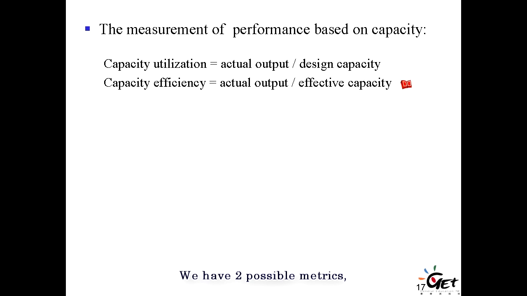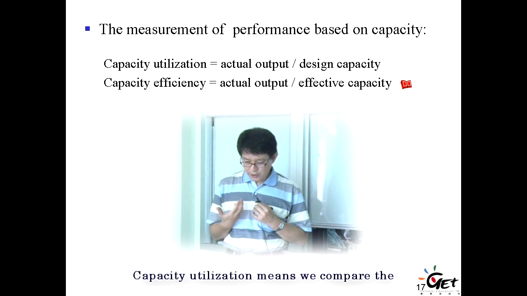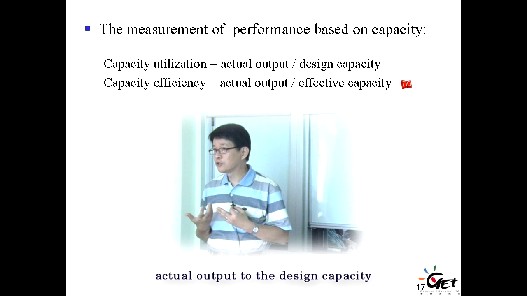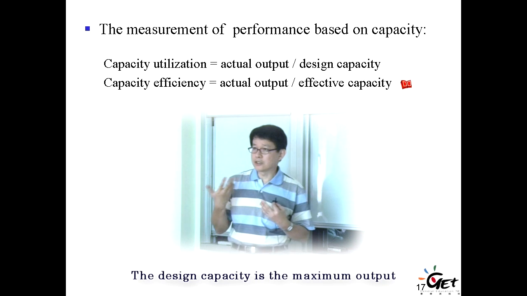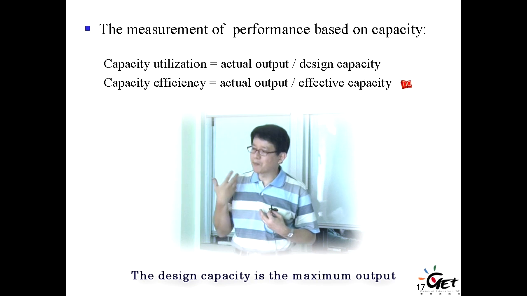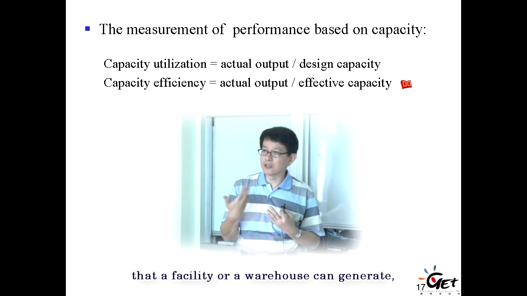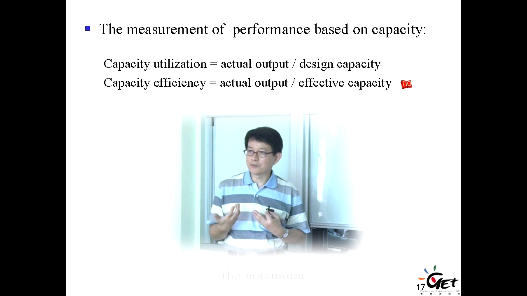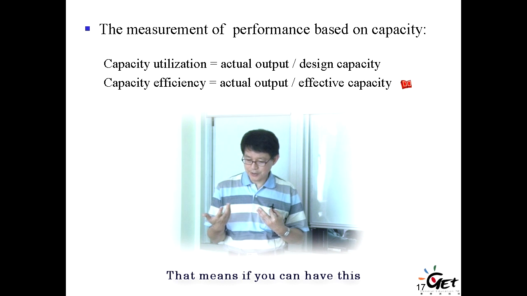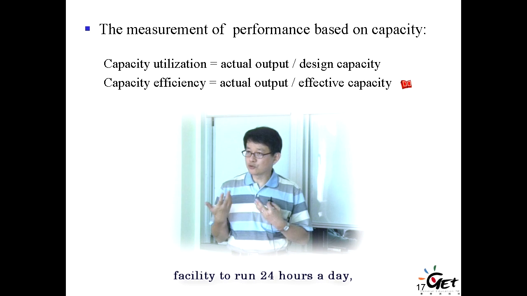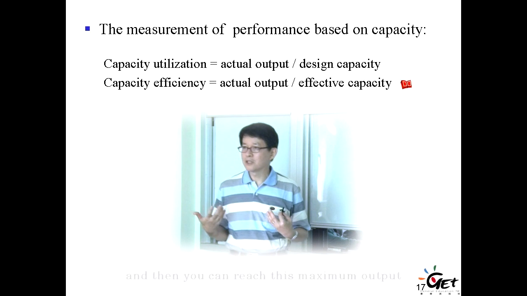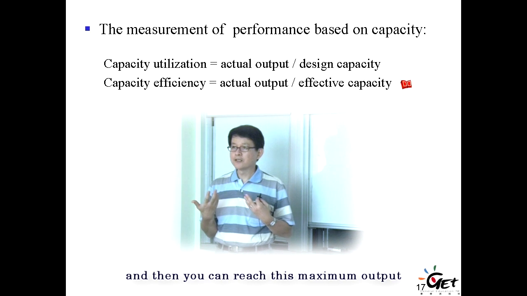We have two possible metrics. One is capacity utilization. The capacity utilization means we compare the actual output to the design capacity. The design capacity is the maximum output that a facility or a warehouse can generate. Okay, the maximum. That means if you can have this facility run 24 hours a day, 7 days a week, non-stop, then you can reach this maximum output.